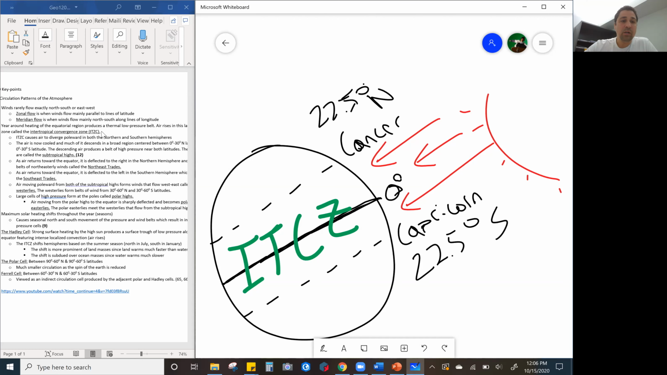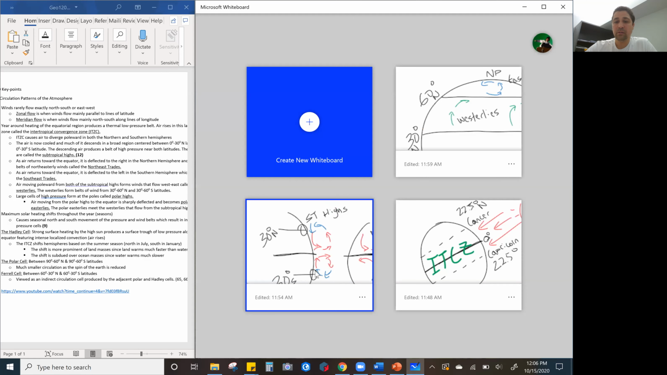And so this ITCZ causes the air to diverge poleward in the northern and southern hemispheres. So let's do this.